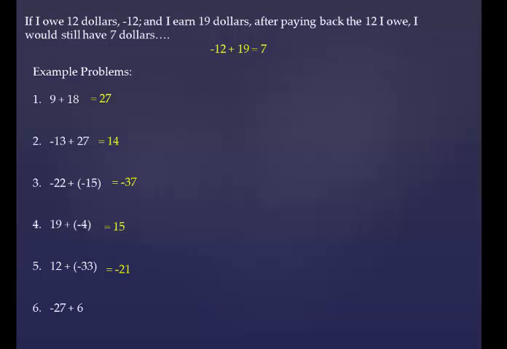Finally, I have negative 27 plus 6. Negative and positive means I subtract. 27 minus 6 is 21, and it will be negative because the 27 was negative.